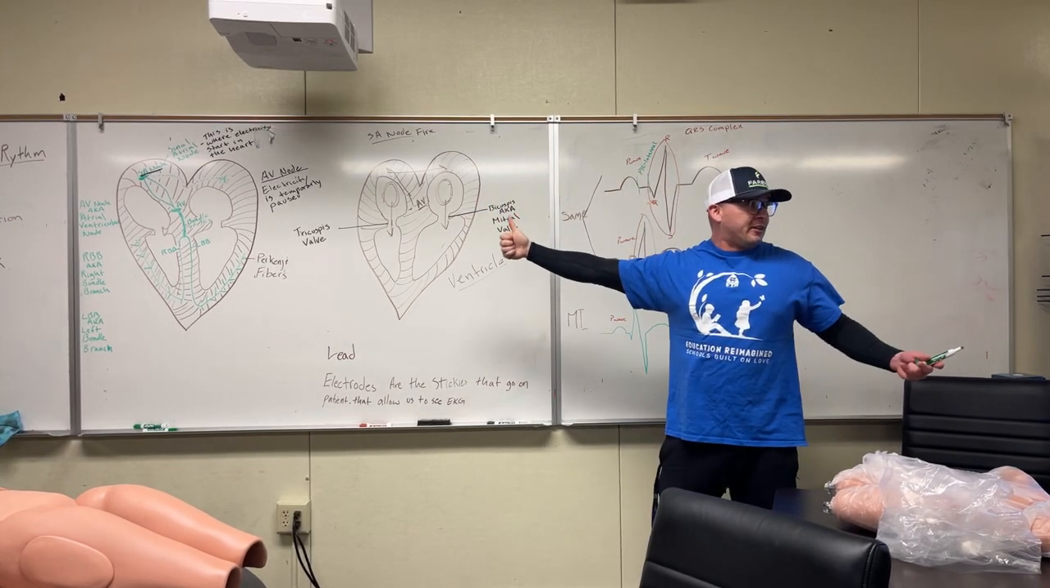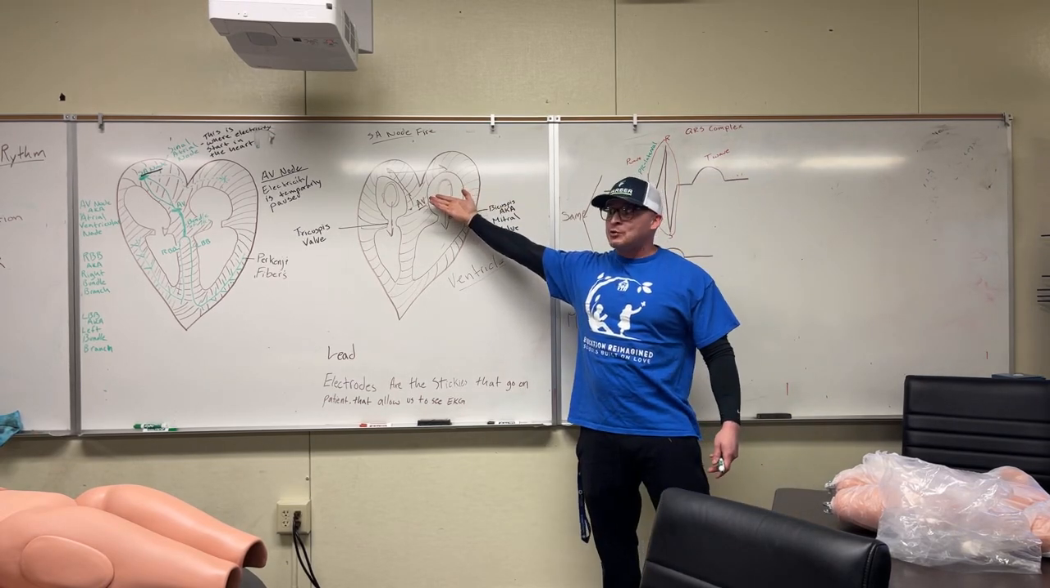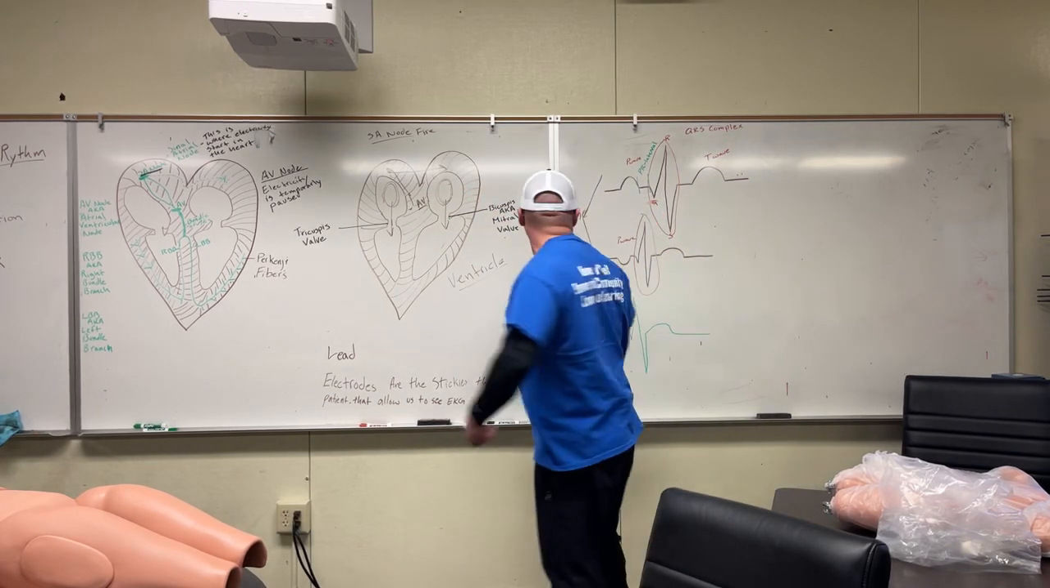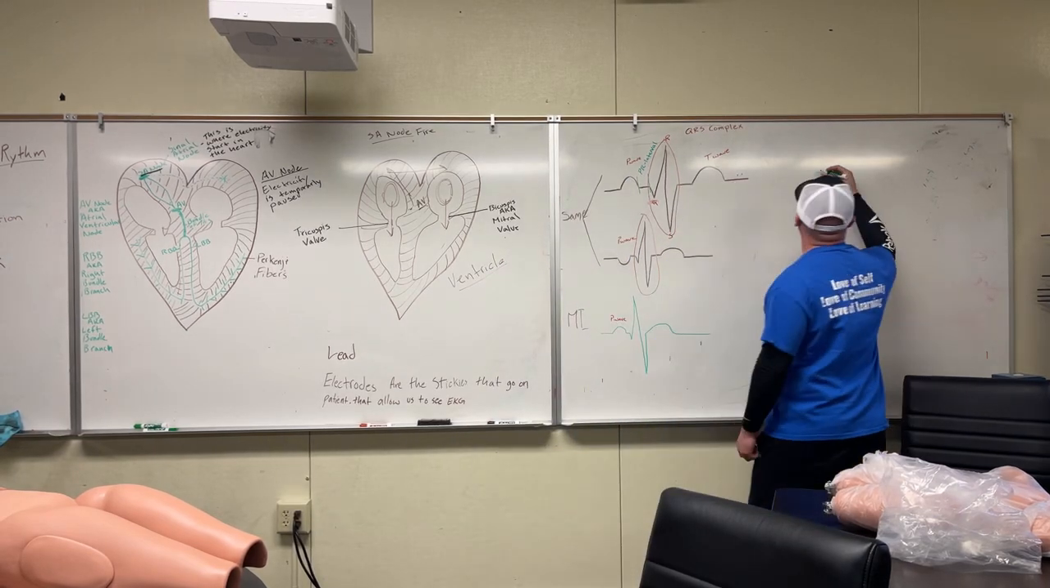So when you see this, if everything's normal, it means one, SA node is firing good. And also if it's firing good, it's gonna do its job. So that means the atriums are contracting. And I'll make a note up here for you guys of that. So P wave means two things.